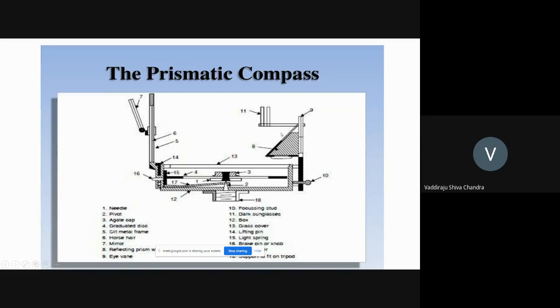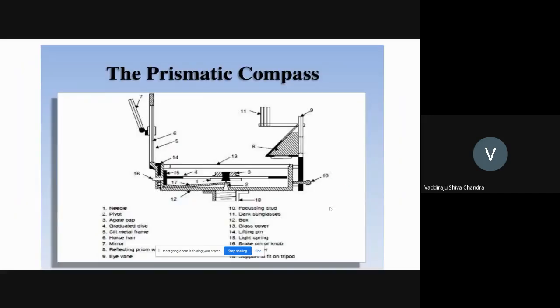And this eighth one is the prism through which you are going to see. And this ninth one is the eye vane, that is the slit or a hole from which you will be seeing the given values through the prism. So these are a few important things which you need to remember, and these will be asked in the viva also.